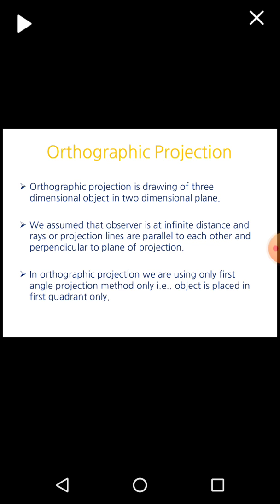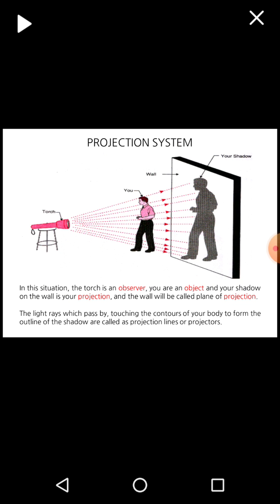That means if we are looking from the front direction, then we have to draw the front view. If we are looking from the top direction, then we have to draw the top view, and if we are looking from the side direction, then we have to draw either the left hand side view or the right hand side view. Before seeing how to draw the two-dimensional views from the three-dimensional view, we'll see the projection theory.